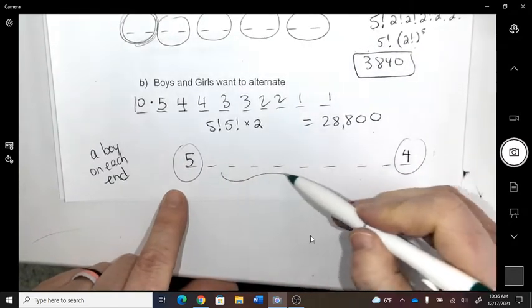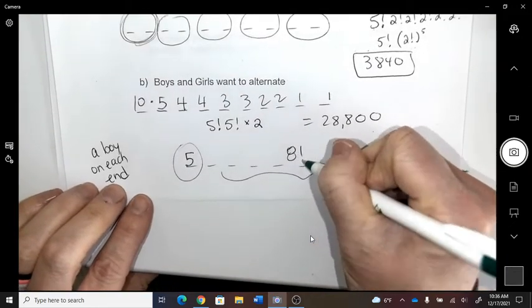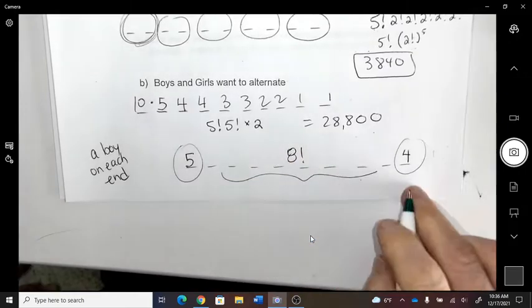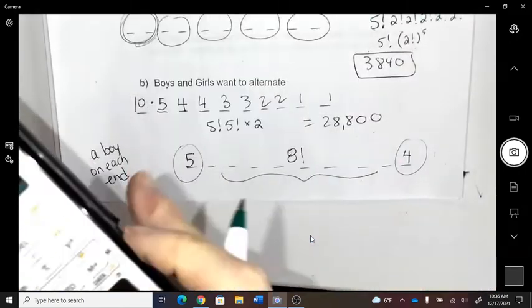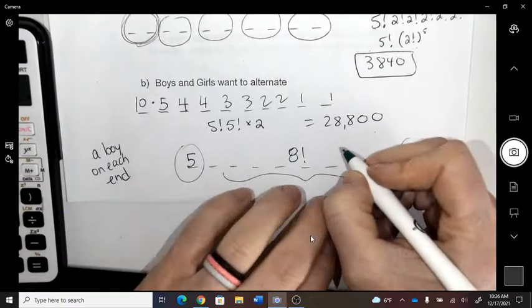Then, does anything else matter? Nope. So I'm left with how many people to go? 8. So that's what I would do. So 5 times 4 times 8 factorial on that one. Okay, so yes, you're going to have something like that on your test.